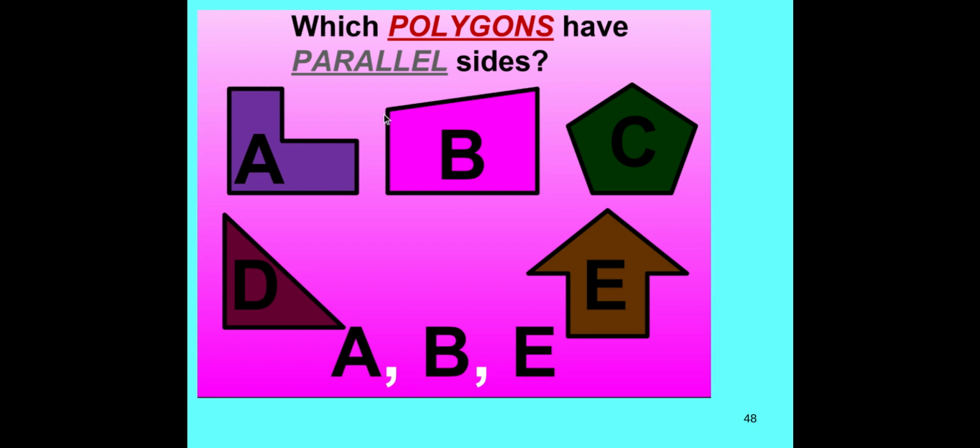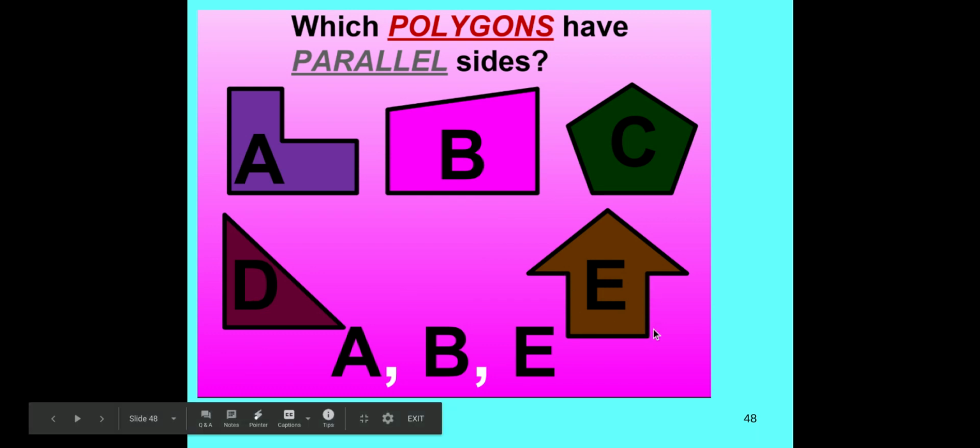B, we have parallel lines on the sides, but the top and bottom are not parallel because this one is diagonal. So eventually they would cross if you kept the lines going straight. C has no parallel sides at all, and neither does D. And E has some parallel sides, the sides over here, and then the horizontal lines with the bottom.